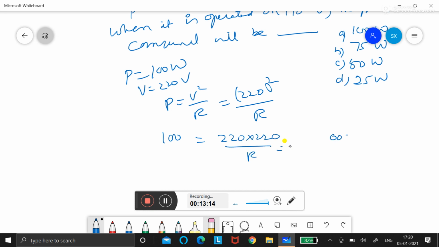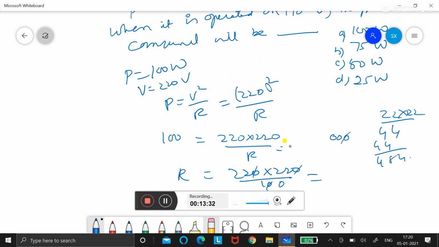So 0, 0 cancel, 22 into 22. So R will become 220 into 220 divided by 100. 0, 0 cancel. So just multiply 22 into 22. You will get the answer 484, it's very important, symbol ohm. So resistance we found. After finding resistance, using this resistance you should do for power.